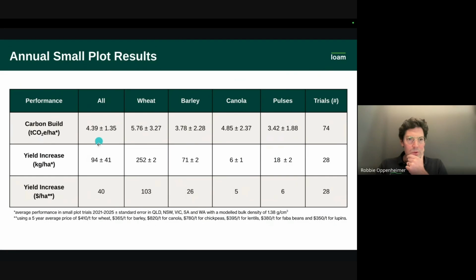Over that course, we've also seen an average 94 kilograms per hectare increase in yield, which is similar to the strip trial results we were just looking at previously. That then corresponds to a yield increase in terms of dollars per hectare, about $40 per hectare. As before, I mentioned in a few of these strip trial locations, we've been tending to see a higher yield increase in a drier season.